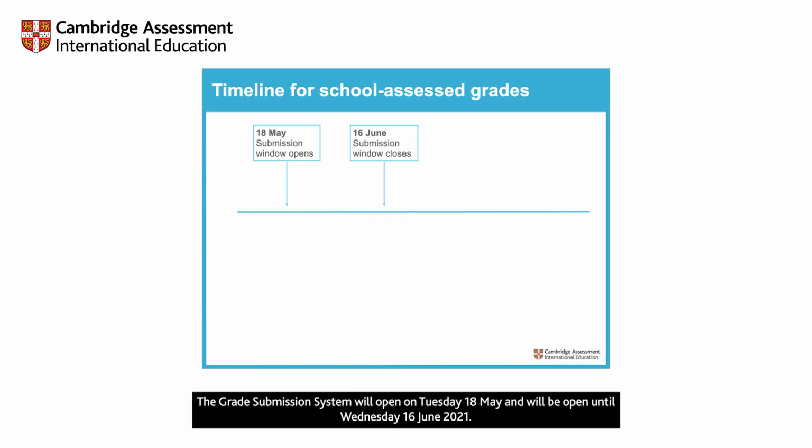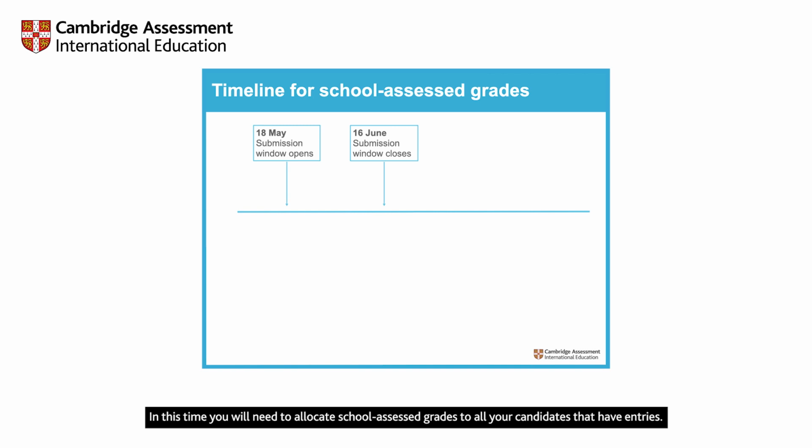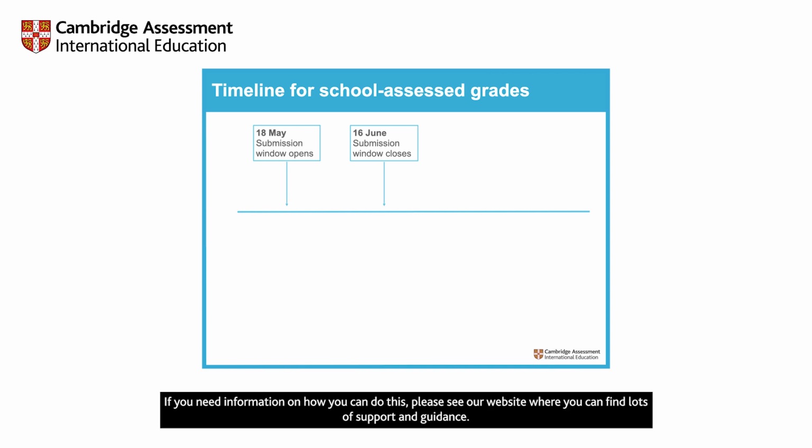The grade submission system will open on Tuesday the 18th of May and will be open until Wednesday 16th of June 2021. In this time, you will need to allocate school-assessed grades to all your candidates that have entries. If you need information on how you can do this, please see our website where you can find lots of support and guidance.